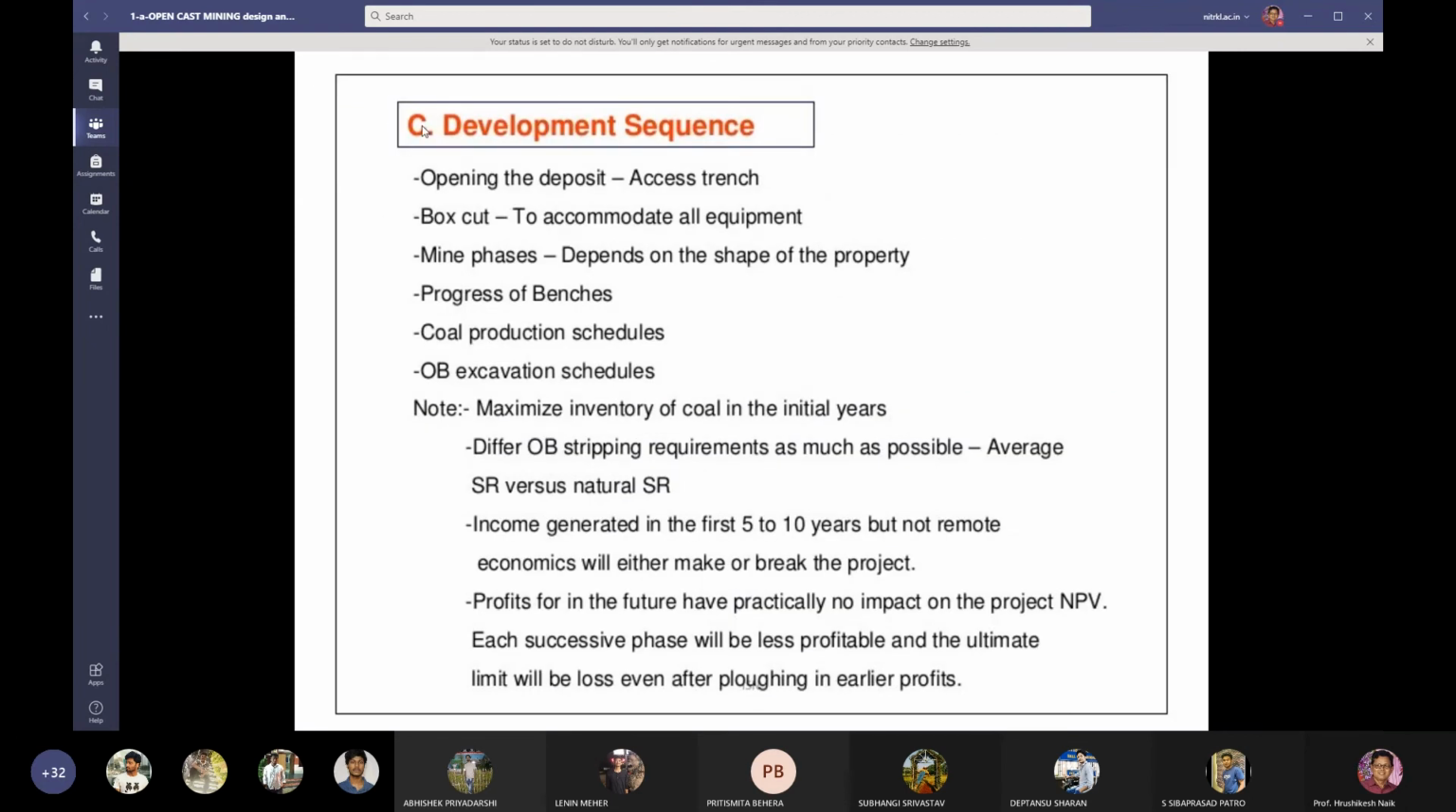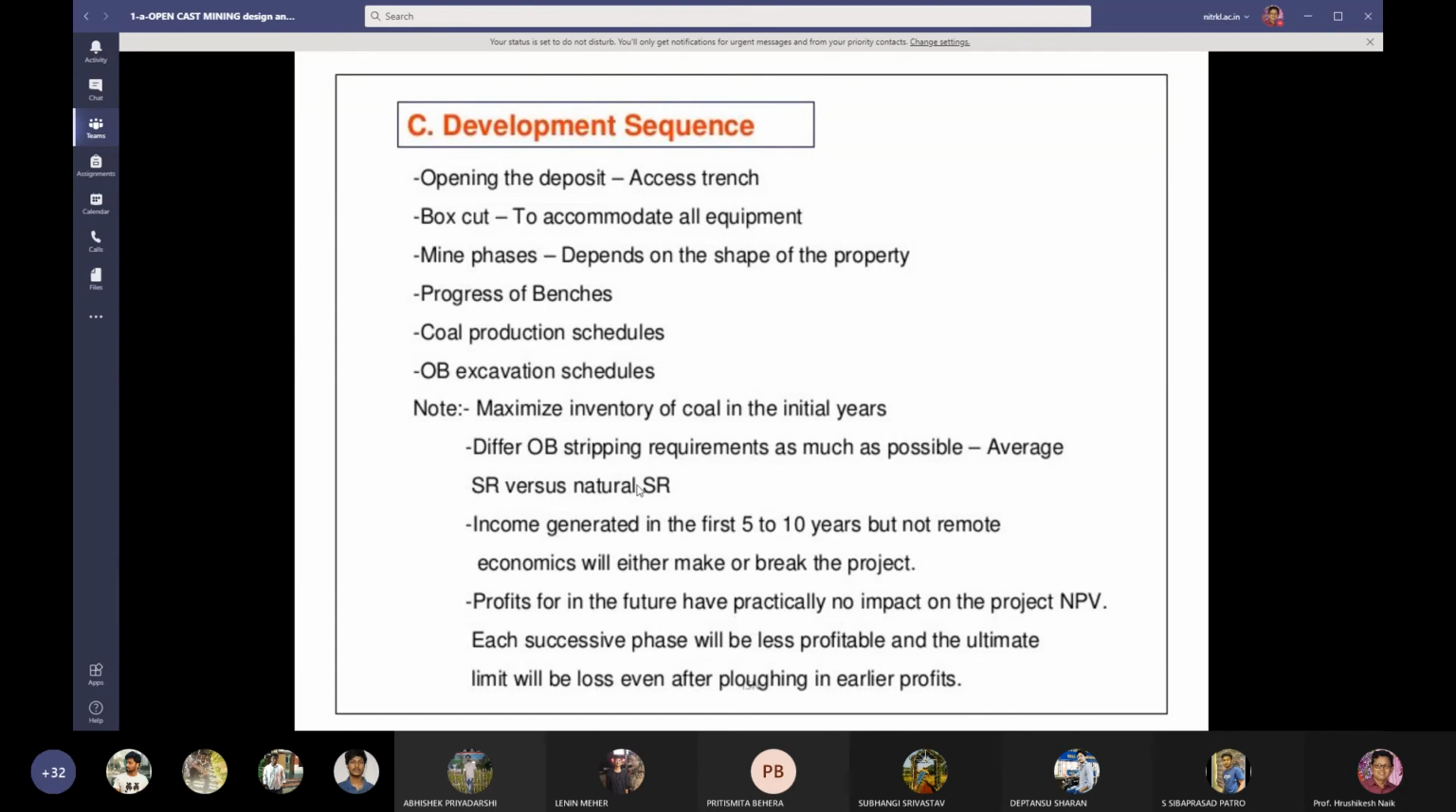So the third step, C, is development sequence. What is to be done in the development sequence? In the development sequence, you have to open the deposit, by digging the access trench roads. You have to make the box cut to accommodate all the equipment. Mine phases depend on the shape of the property, progress of the bench, coal production schedules, and overburden excavation schedules. So maximize inventory of coal in the initial years. Defer overburden stripping requirements as much as possible.